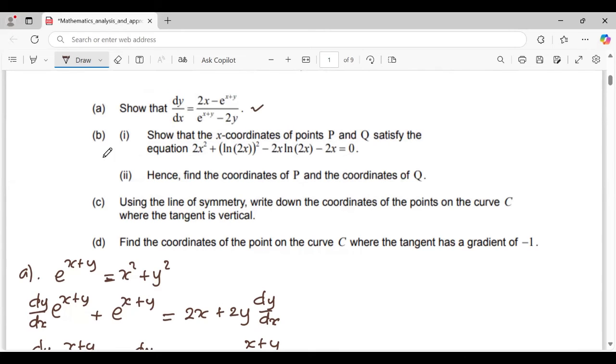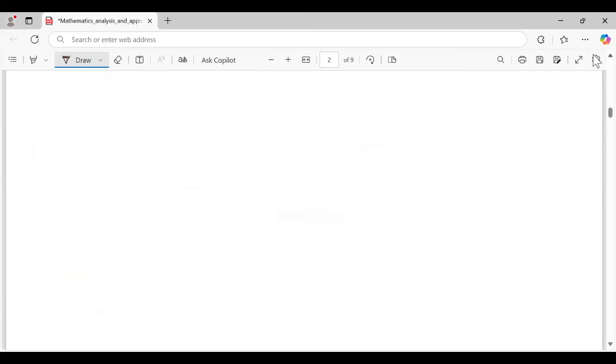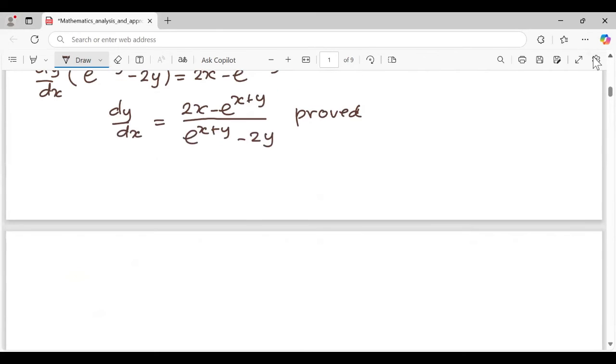So part B, part 1: show that the x coordinates of points P and Q satisfy the equation 2x squared plus (ln 2x) squared minus 2x ln 2x minus 2x equals 0.